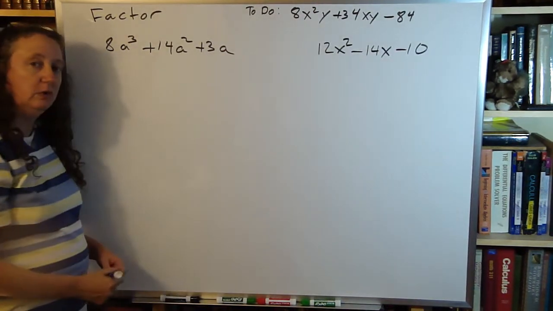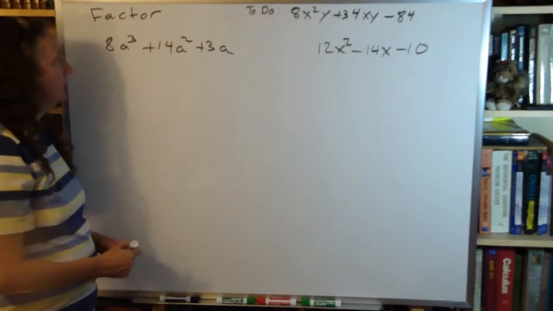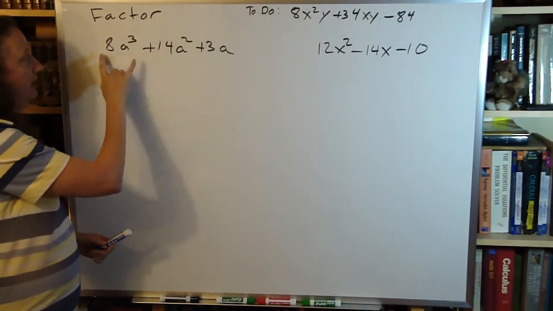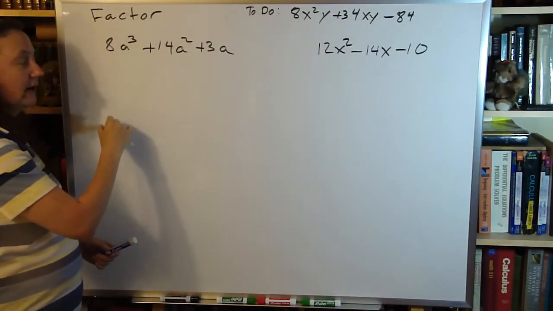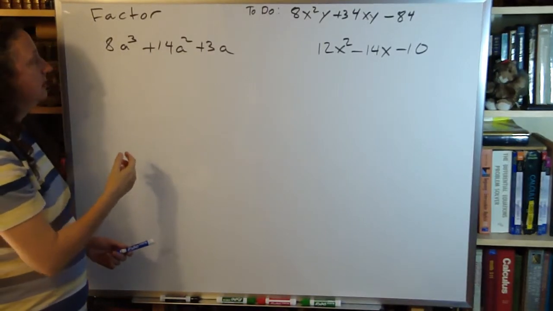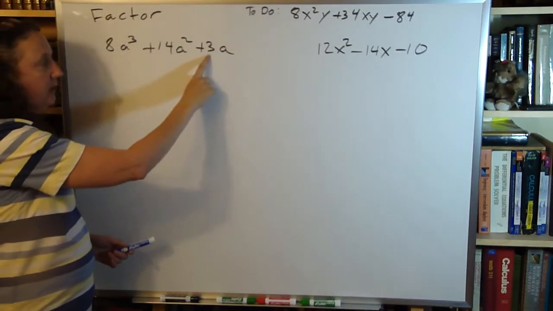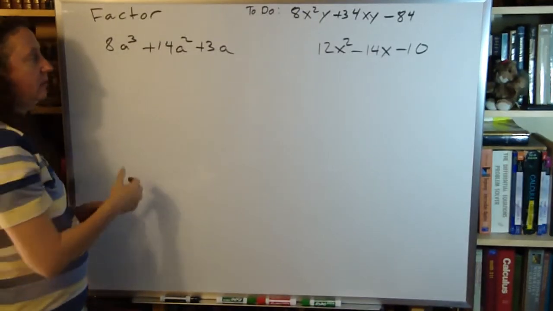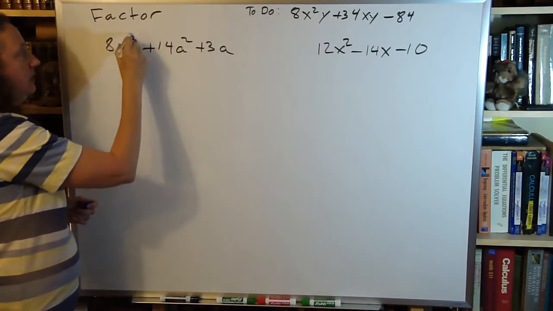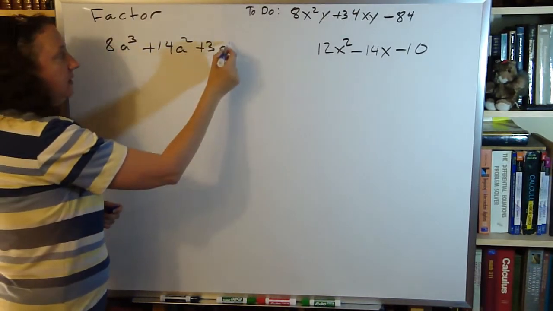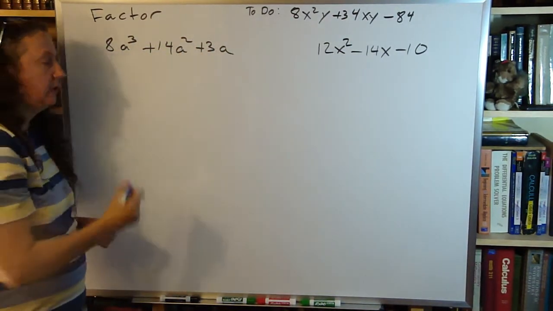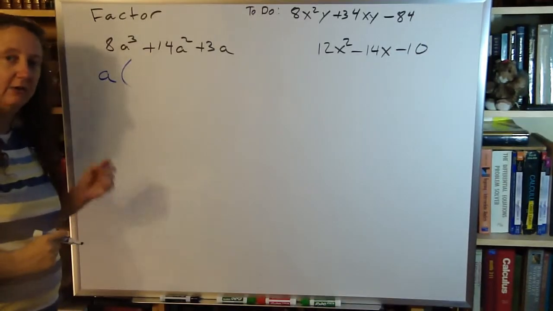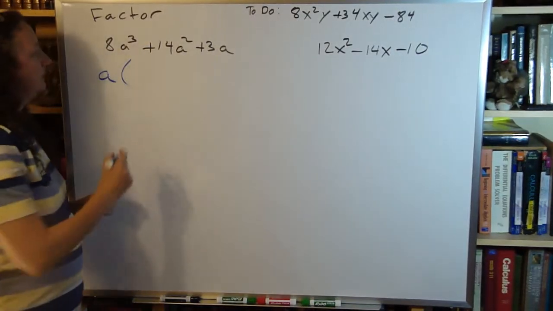So what we're going to do is start factoring something out. I need to look at my terms, 8 and 14. I could factor a 2 out of that, but when I look at the 8 and the 3, I cannot factor anything out of them. So the only thing that I can factor out is a, since I have the a's in all three terms. So I can factor an a out. That's the first thing that I'm going to do.